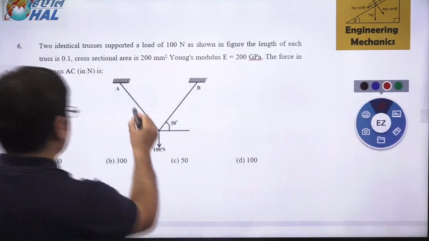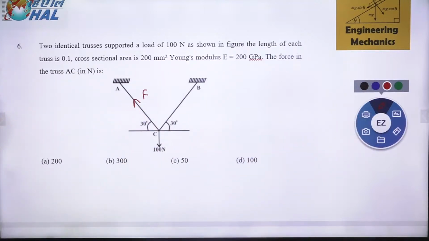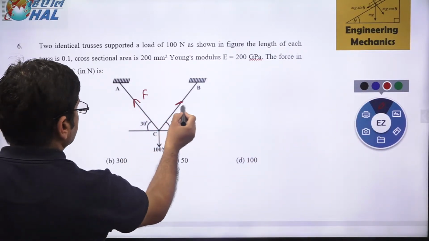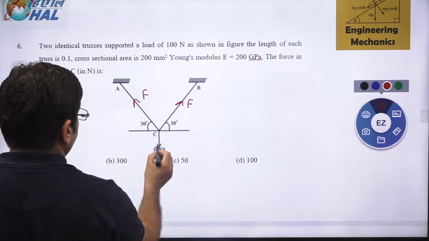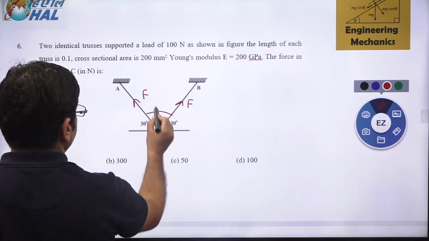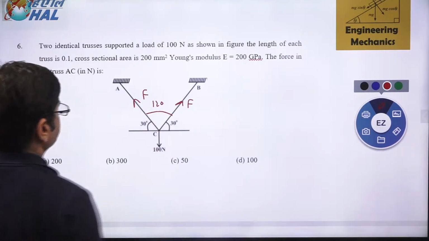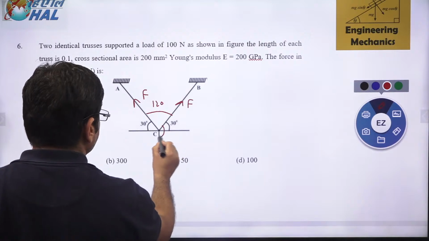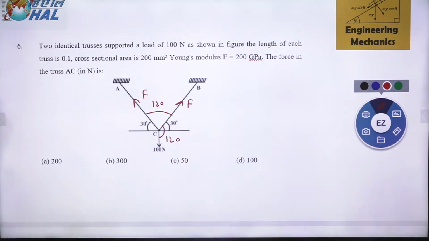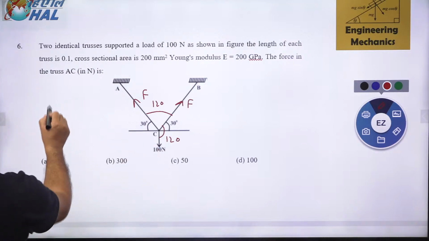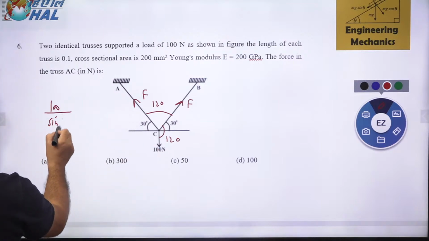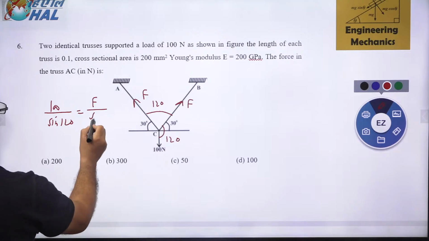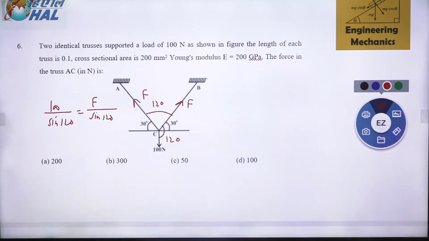Find out the force. Let us say this is the force F, and because of symmetry, this force is also F. Any idea about this angle? This angle is 60, so this is 120. Right? This angle is 120. And any idea about what is this angle? This is 120. Right? This one is also 120. So can I use Lami's theorem now? This is 100 Newton over sine of 120 is equal to F over sine of 120. Right? So this is the answer for this question.